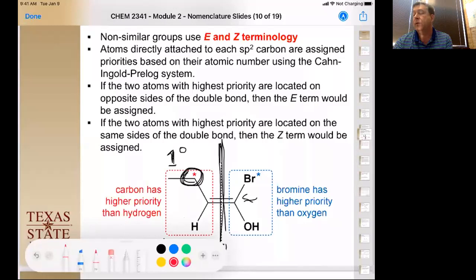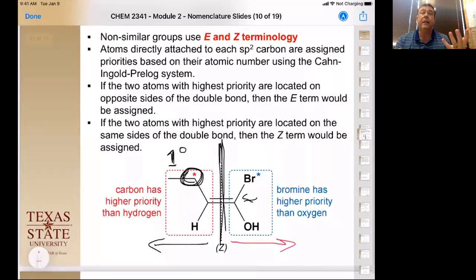Okay, so now we come over here, and neither one's a carbon, so that's interesting. But we have oxygen right here, which is atomic number 8, and bromine, which is atomic number 35. Thank you, I don't have a periodic table in front of me. So we have atomic number 35 and atomic number 8, meaning that the bromine has priority. So this has priority over this.